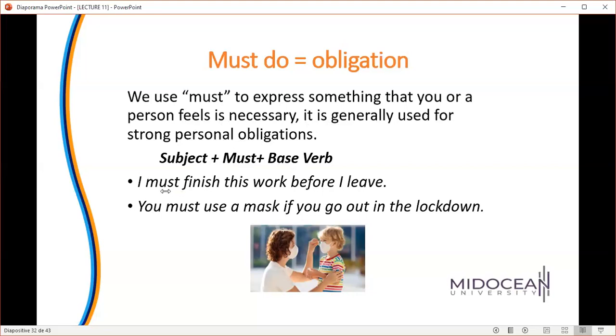Example, I must finish. Donc, ici, c'est une obligation, d'accord? I must finish this work before I leave. You must use a mask if you go out in the lockdown. D'accord? Donc, ici, vous avez des choses obligatoires.